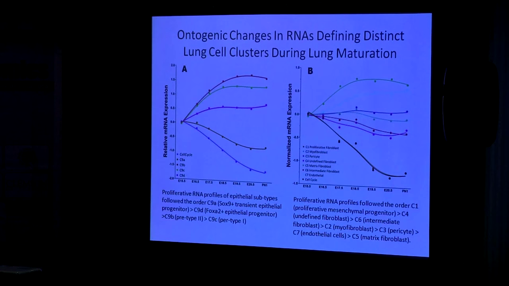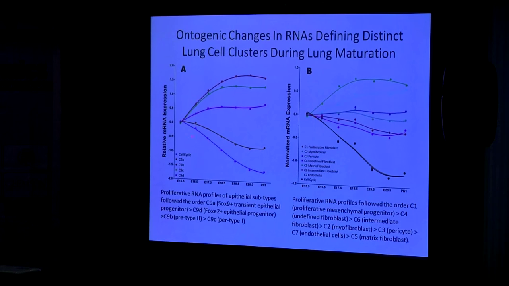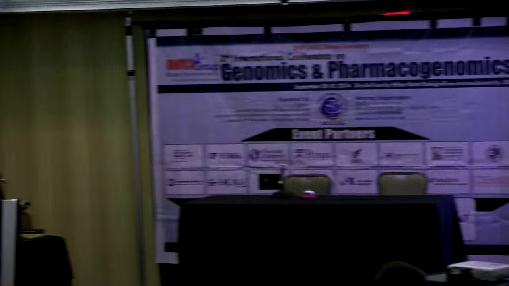And we went further to study the ontogenic changes of the major lung cell types through the lung maturation. The left panel is the epithelial subtype, the right panel is the mesenchyme subtypes. And we play them in an order of proliferative rate, using a group of about 700 cell cycle markers to indicate the cell proliferation status. You can see here, along with the lung maturation, the cell cycle markers dramatically go down.